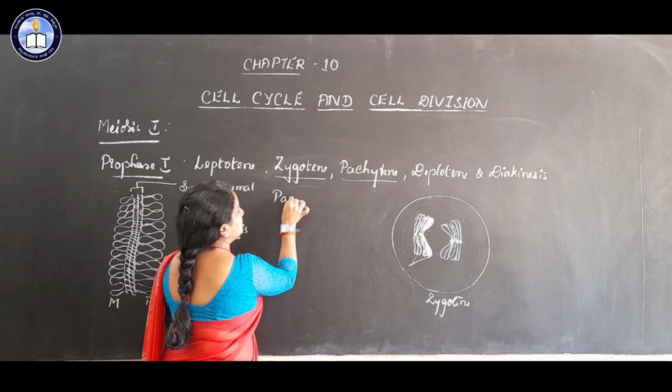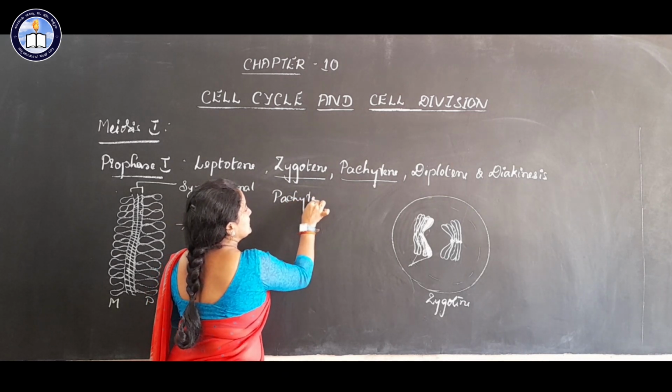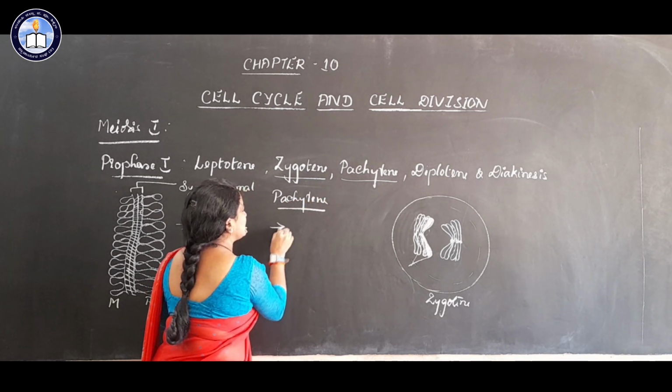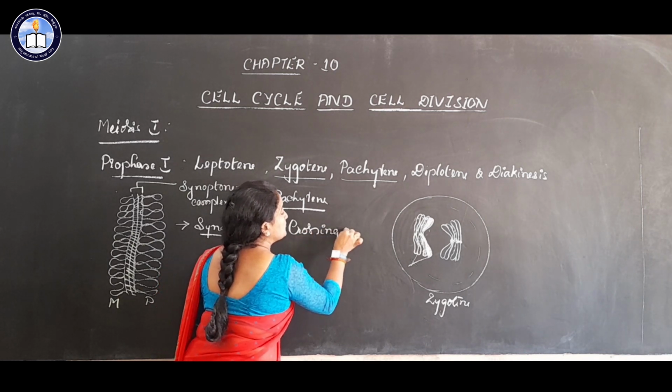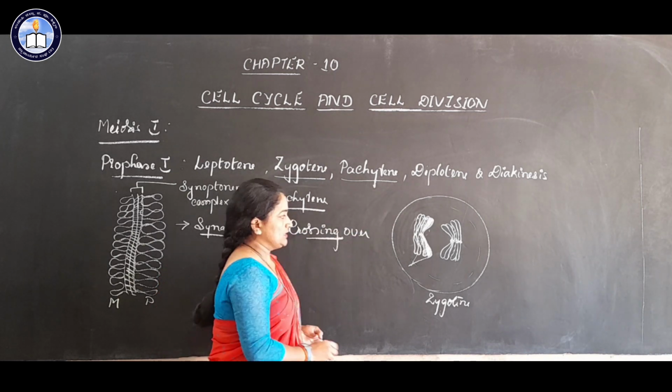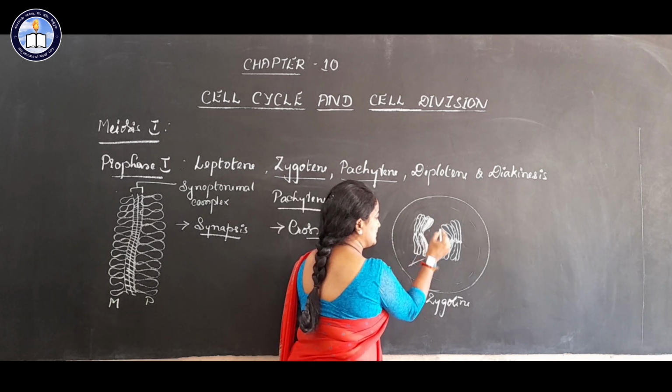There is another very important process, that is called crossing over. In the pachytene stage, the important feature, that is crossing over, takes place. Crossing over. What is that crossing over? Say this is from father, this is from mother.